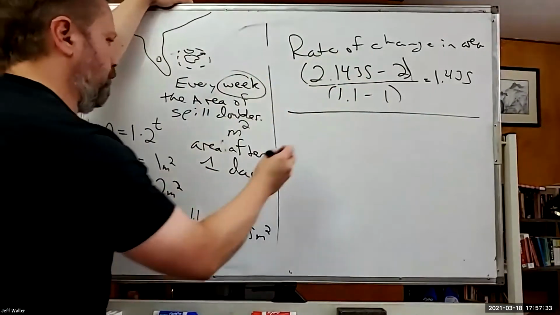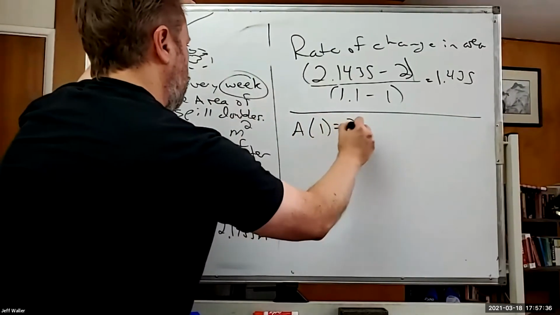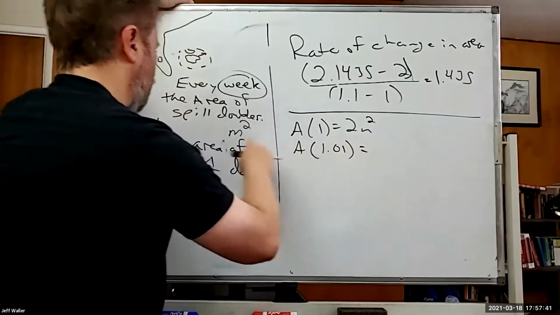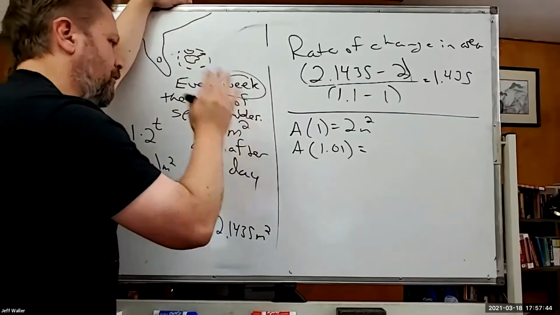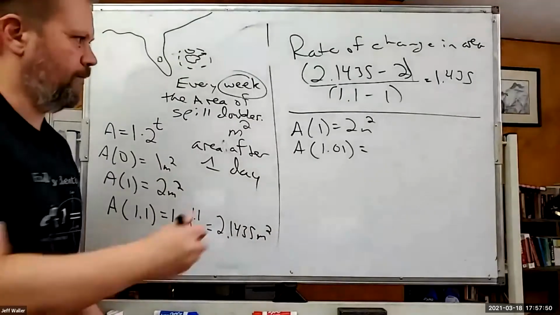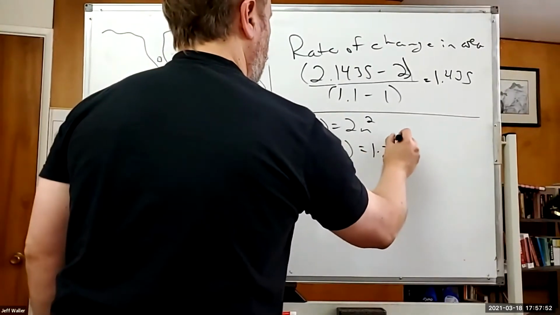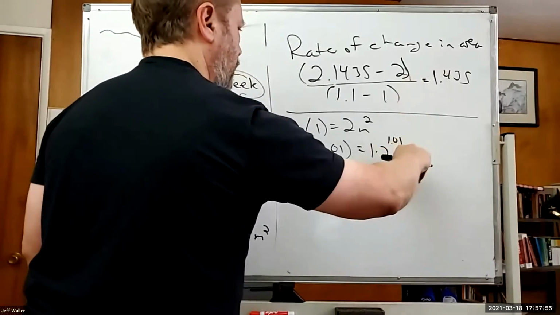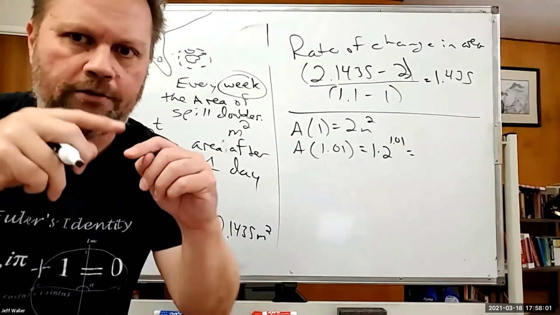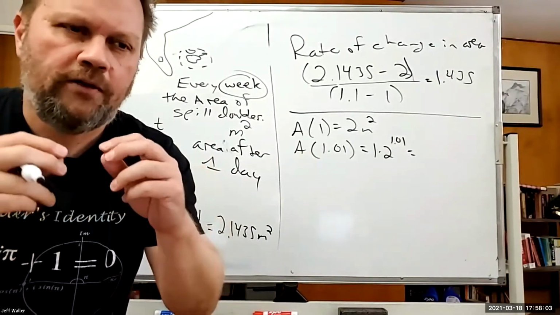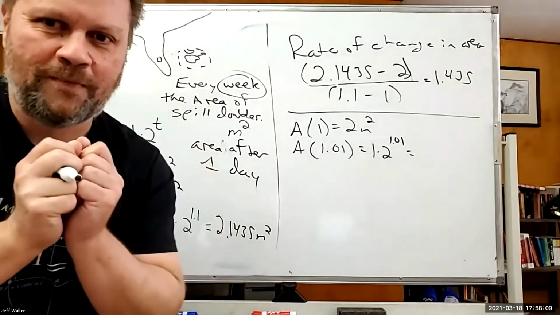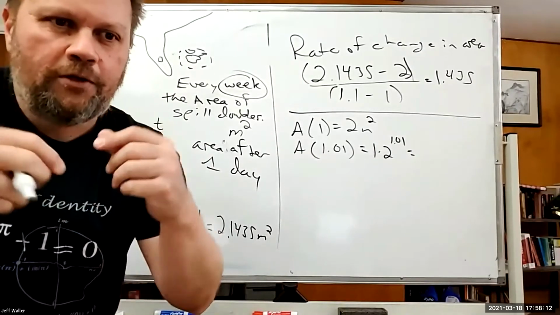So watch this. The area after 1 day was 2 square meters. What's the area after 1.01 weeks? Sorry, none of these units matter. What's the area after 1.01 time units? Does everybody kind of get the idea of what I'm trying to do? I'm stepping closer and closer to 1. I'm actually trying to figure out what's the rate of change right at 1.